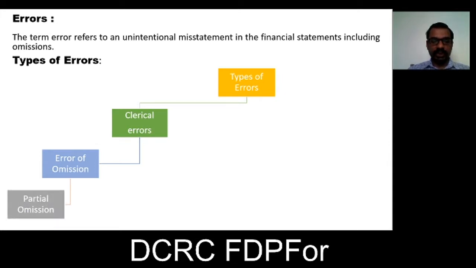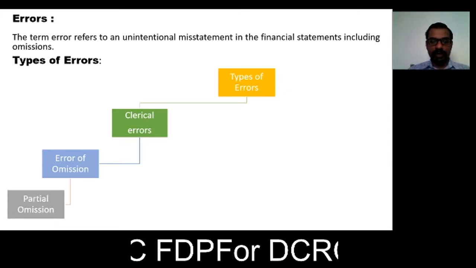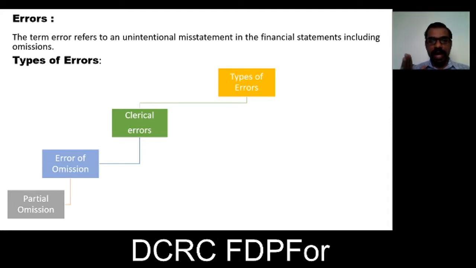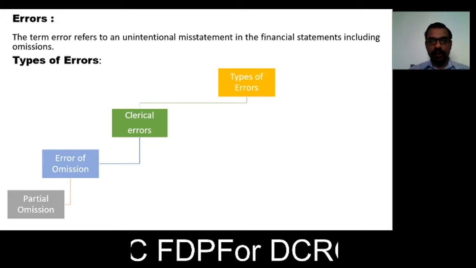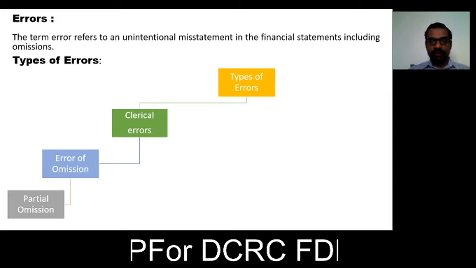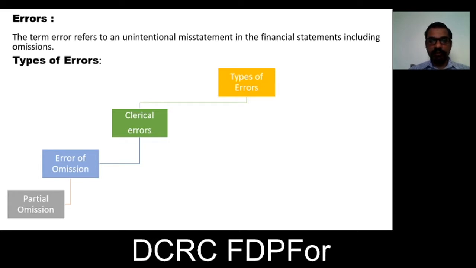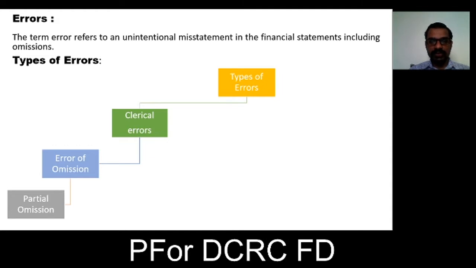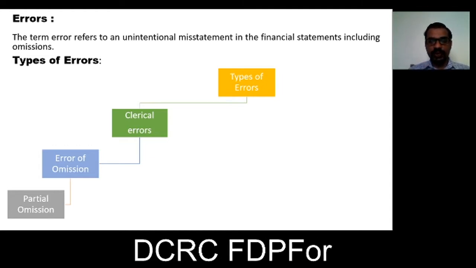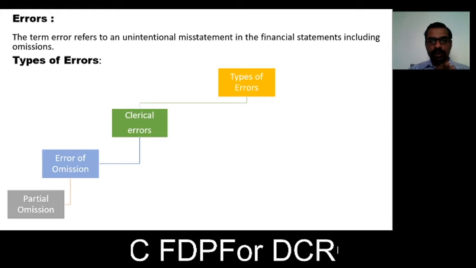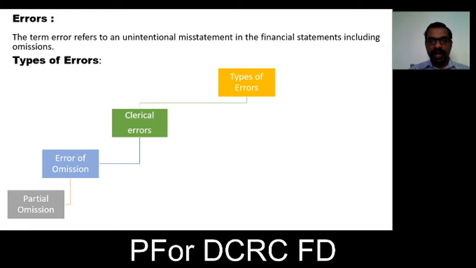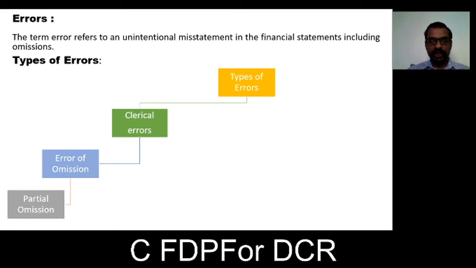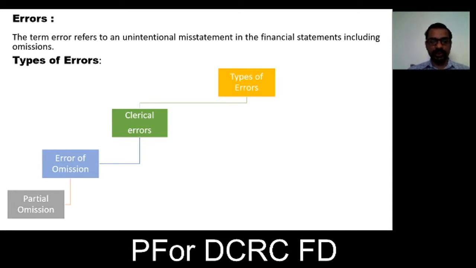Under the error of omission, again there is a subtype number 1, that is the partial omission. Means the transaction is partly recorded in the books of accounts. Whenever we are recording the transaction, we are following the double entry system. Means one effect is on the debit side and another effect is on the credit side. So when one effect is recorded and another effect is not recorded in the books of accounts, that kind of omission is called the partial omission.